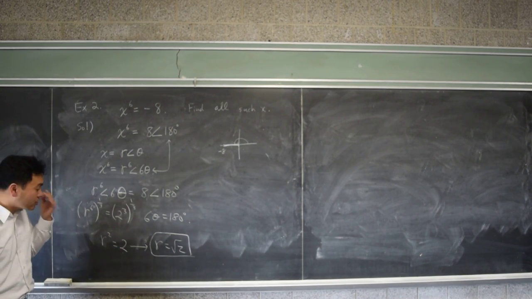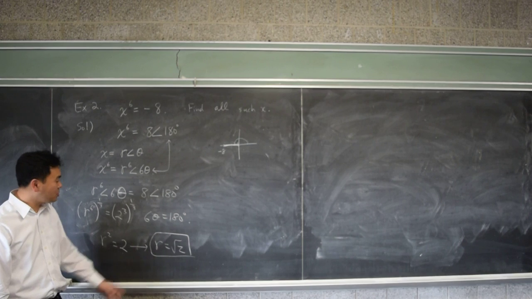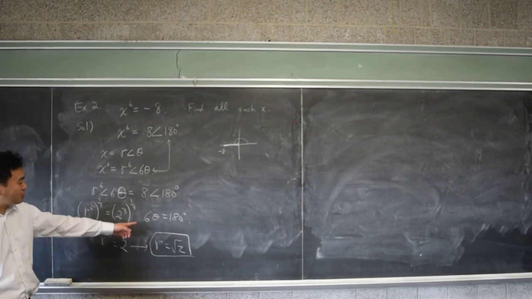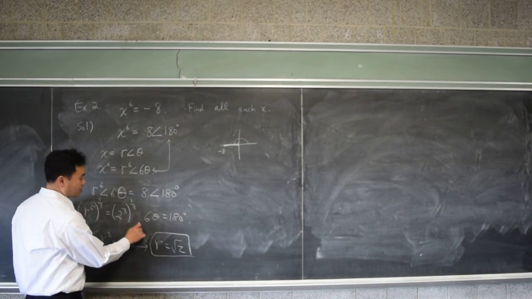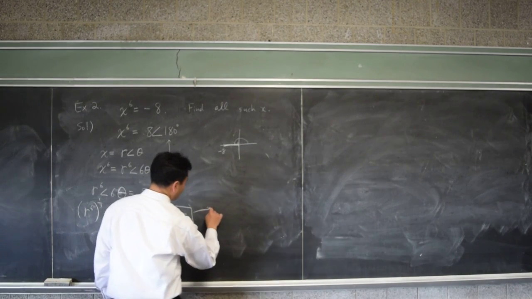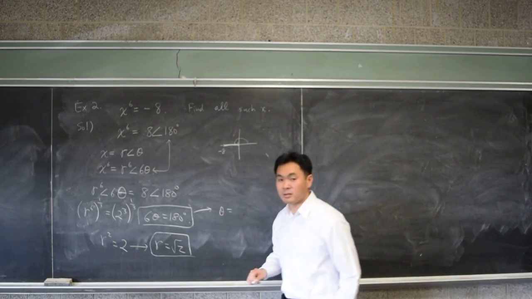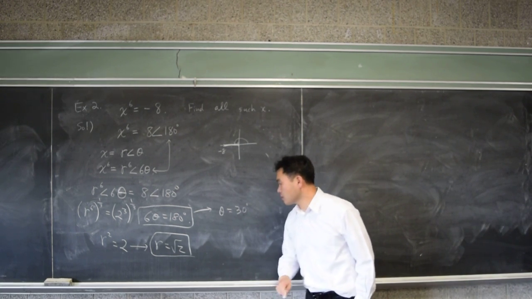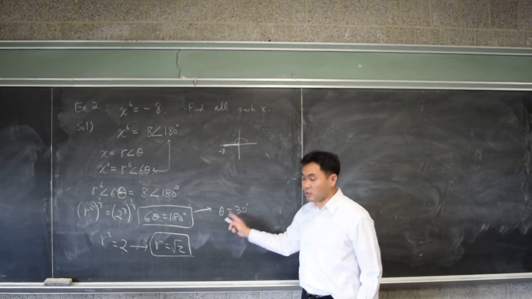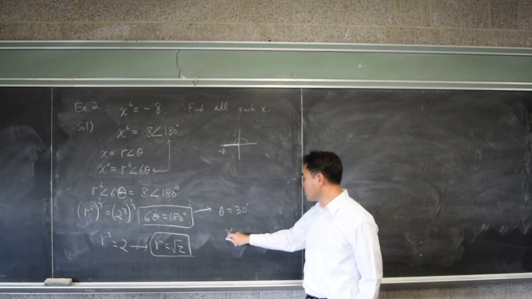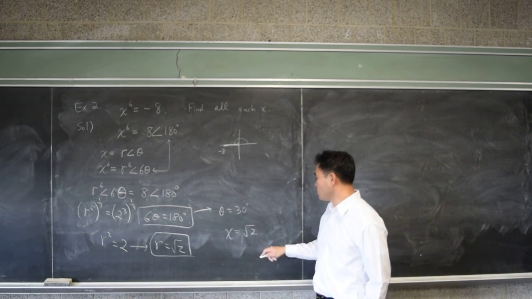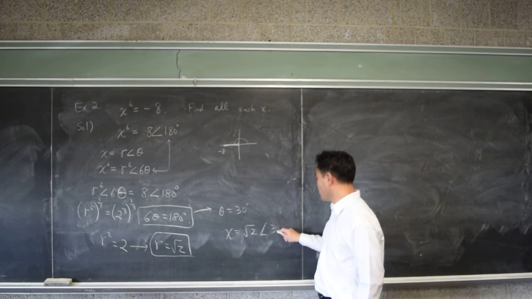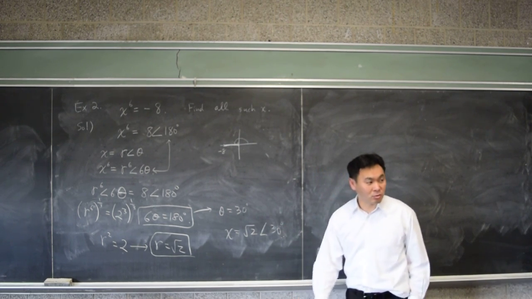Okay, so we have the first result here. R should be square root of 2. What about this one, 6 theta? That means theta is 30 degrees. Putting these two together, we know that x equals square root of 2, angle 30 degrees, is a solution.